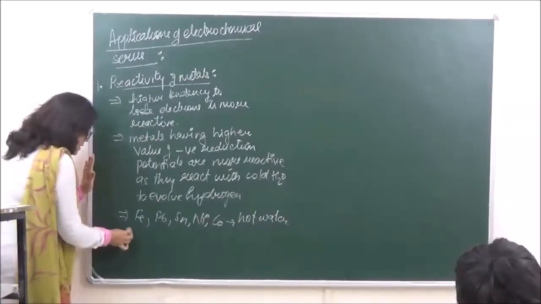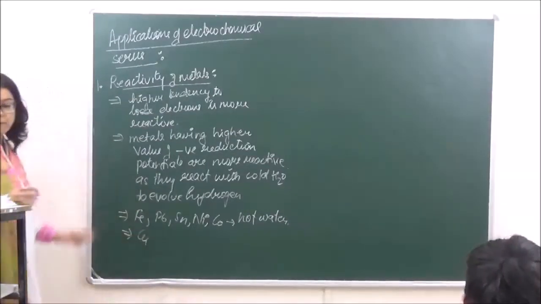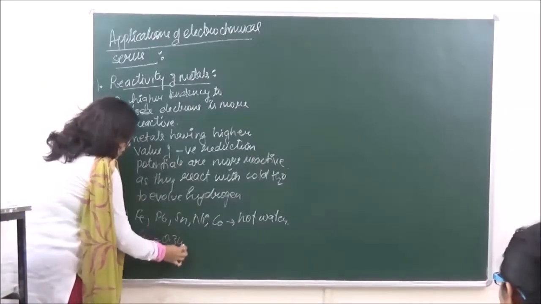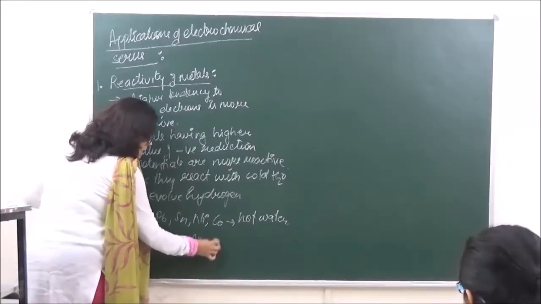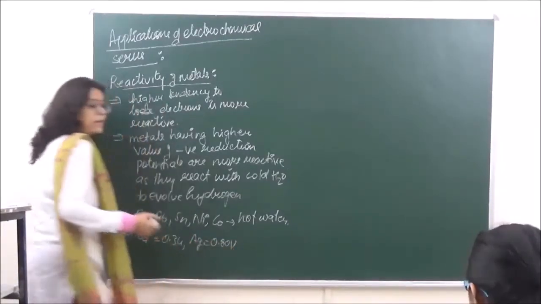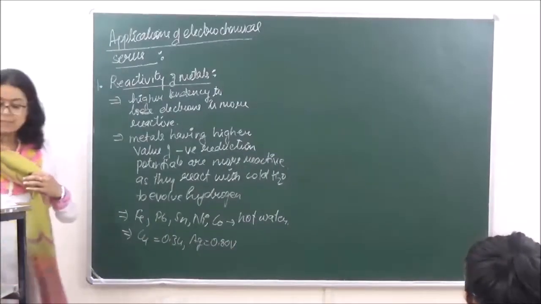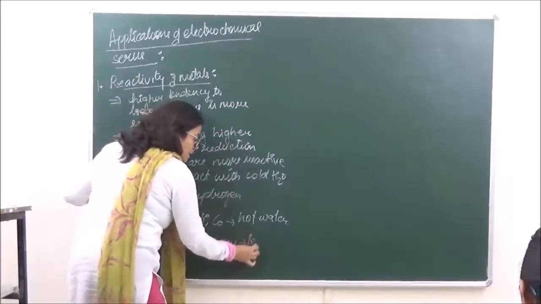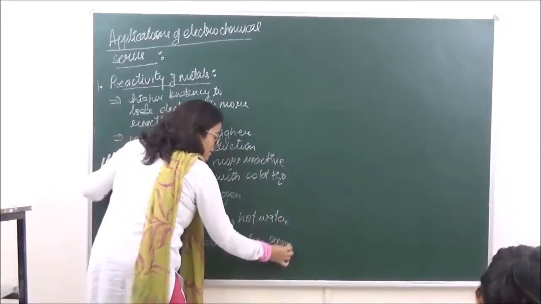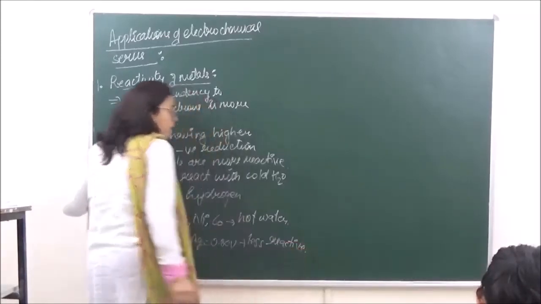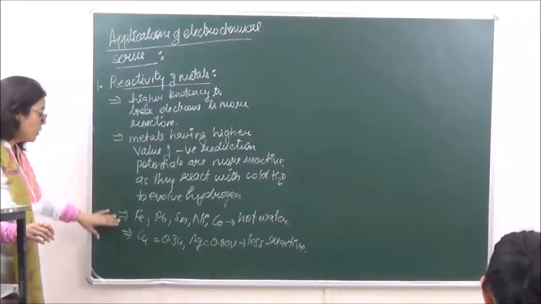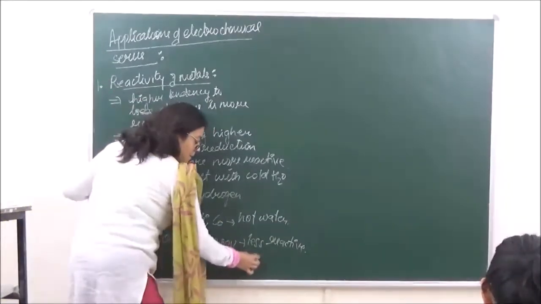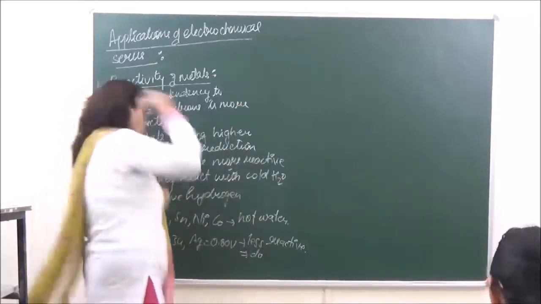Then there are still metals like copper, which has a positive value of reduction potential. It is 0.34. Similarly, Ag, which has a reduction potential of 0.80 volt. Such metals are going to be less reactive than hydrogen. They are very low on reactivity, right? So as a result, these metals do not react with water at all.